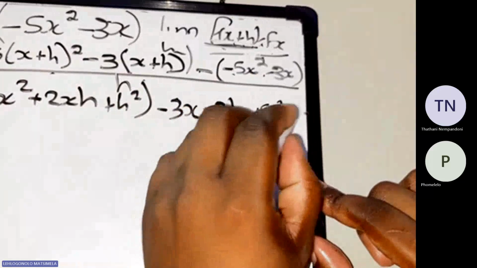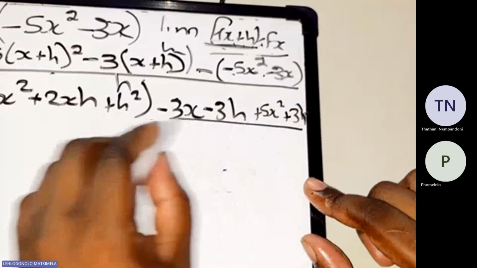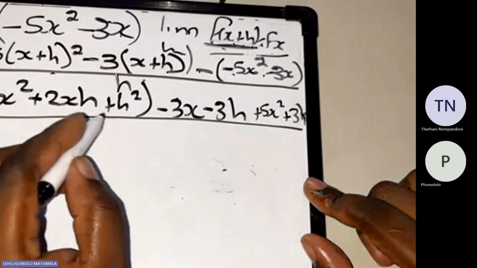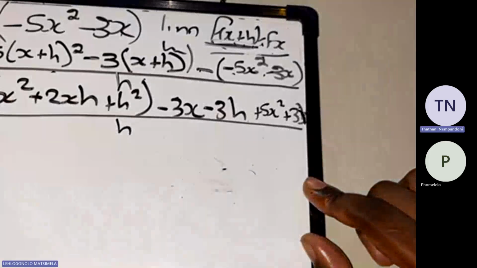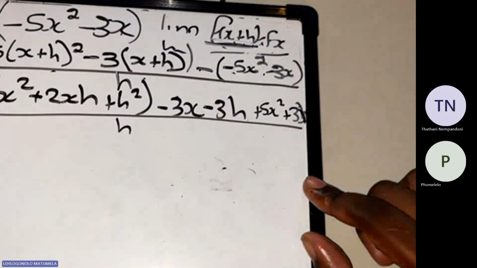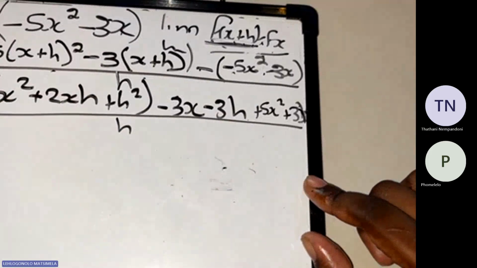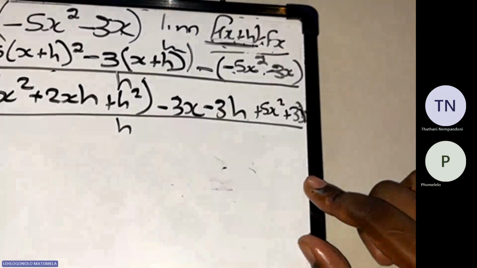Negative times negative is positive 3x. Then, sorry, 3h, not x. Yes, 3x, I'm right. 3x. And then all in all, divide by h, not forgetting that limit h to 0. And then again, I will multiply by 5 in everything in the bracket.